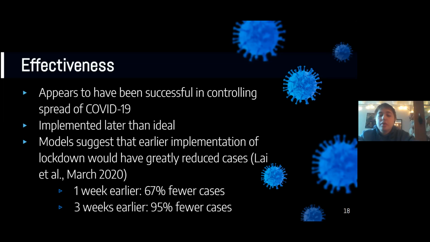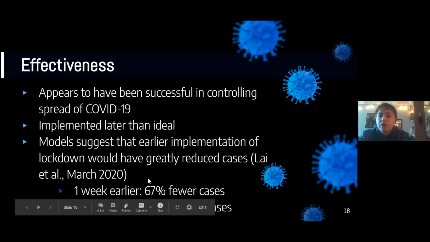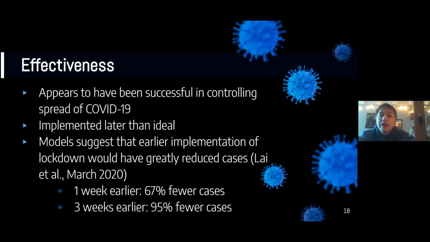But of course, there were other policies in place, not just a lockdown, so you can't really isolate the impact. Still, models suggest that the lockdown was implemented later than would have been ideal. If it had been implemented only a week earlier, there could have been 67% fewer cases. And if it were implemented 3 weeks earlier, there could have been 95% fewer cases. And this is a common theme we'll see going forward, that lockdowns are generally implemented later than they ideally should have been.